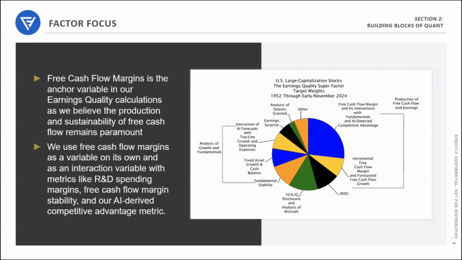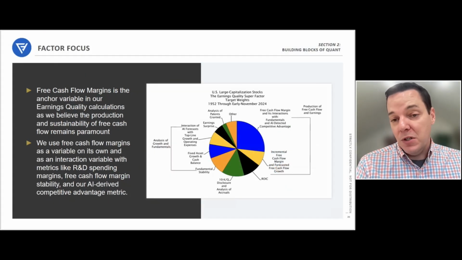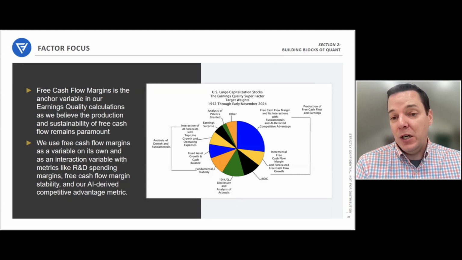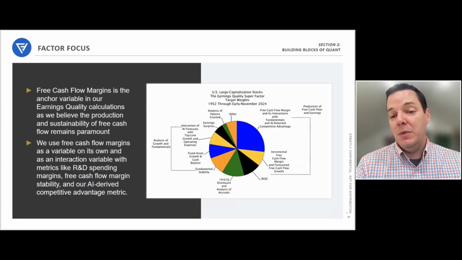Free cash flow margins are very much the anchor variable for us when it comes to judging a company's quality. We look at free cash flow margins on their own, and then we also look at free cash flow margins with various interaction variables, things that are providing context on how that free cash flow margin is being created, right? So if we see a stock that has high free cash flow margins and really good stability in those margins, that gives us a better feeling that the company is going to be able to continue the production of free cash flow into the future. It's not just a one-off anomalous number that bubbles up. This is something that is going to have some shelf life to it.